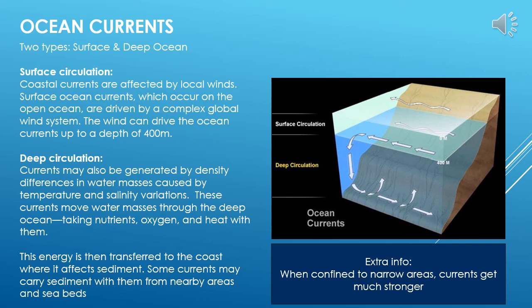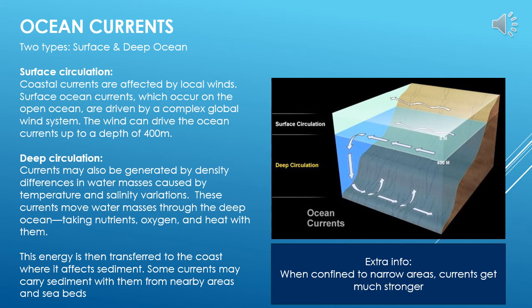Now obviously with climate change, the surface waters are heating up a lot more, they're transferring a lot more energy to the deep circulation, and it's kind of changing the patterns of ocean circulation. So that's something to bear in mind, that climate change can actually deeply affect ocean currents, which long term could affect the supply of energy to a coastline.